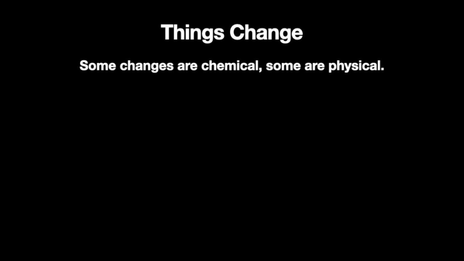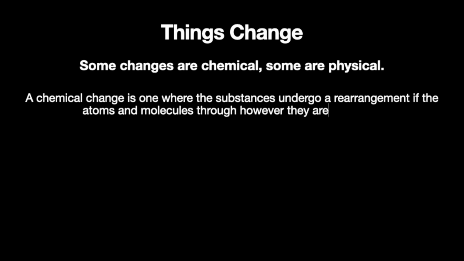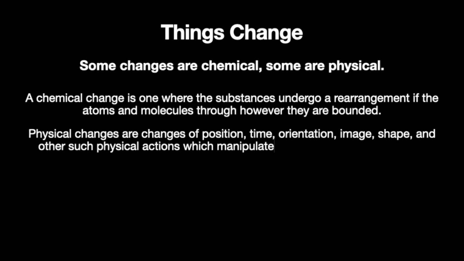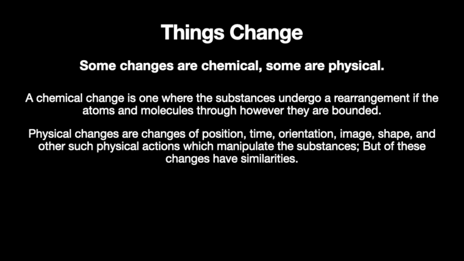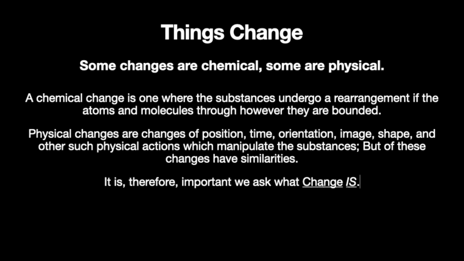Things change. Some changes are chemical, some are physical. A chemical change is one where the substances undergo a rearrangement of the atoms and molecules through however they are bonded. Physical changes are changes of position, time, orientation, image, shape, and other such physical actions, which manipulate the substances. Despite being different, these changes have similarities. It is therefore important that we ask what change is.